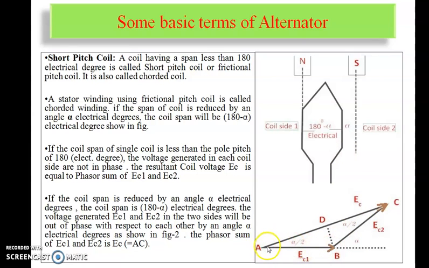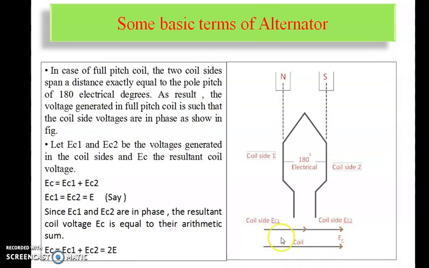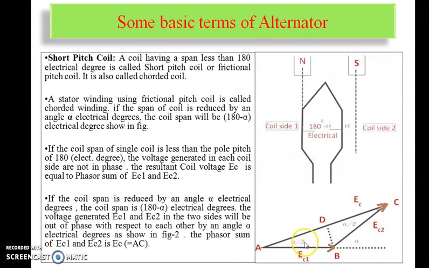That means I am plotting here EC1 and here EC2. Previously it was a direct line, that means here this one is the voltage EC1 and EC2, both are in phase. The total voltage is EC here. Since EC1 and EC2 are both in phase, I directly take EC as the per phase voltage. But here both are not in phase, so I am taking a phasor addition.